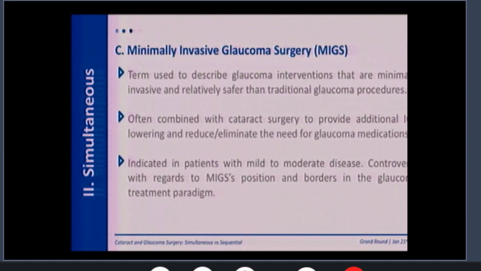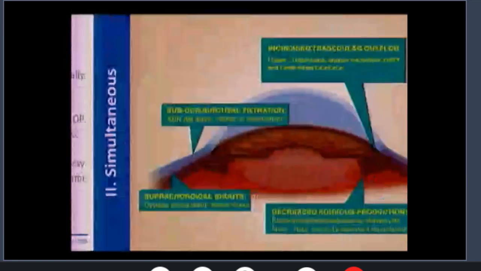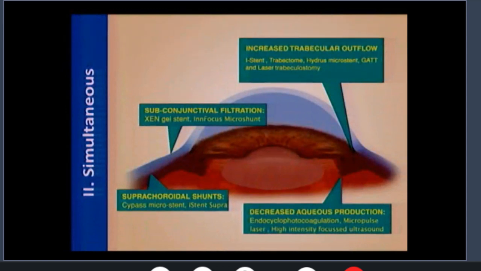There's still a controversy on the position of MIGS, the borders of MIGS, and where it stands within the glaucoma treatment paradigm. This figure summarizes most of the available MIGS worldwide, and they can be divided according to the mechanism of action. We've got procedures that are targeting the aqueous production, such as ECP, micropulse laser, and HIFU, which is UCP, ultrasound cycloplasty.